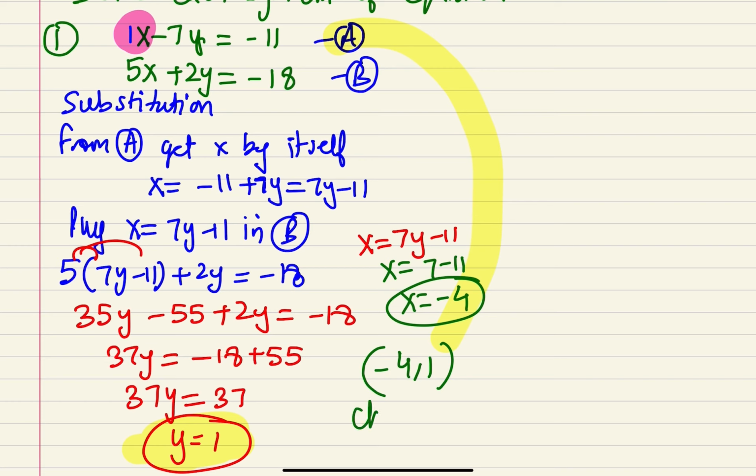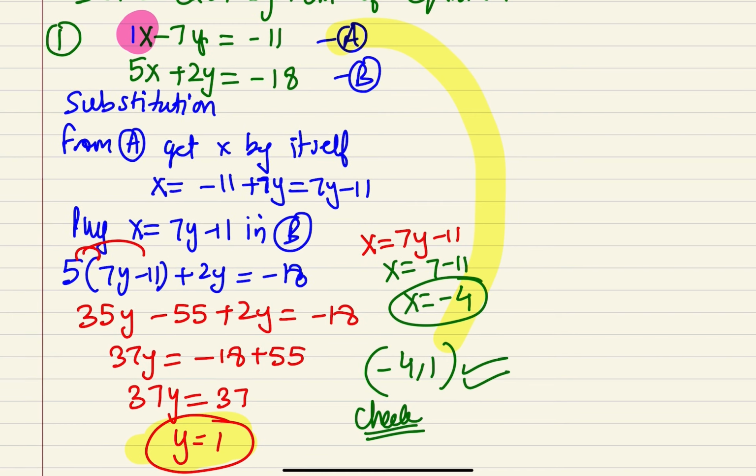And we can check our solution by plugging in. I'm going to do a quick mental check. I'm going to replace x by negative 4 and y by 1 in the first equation. Negative 4 minus 7 is equal to negative 11, so that works out okay. Same thing in the second one. I'm going to replace x by negative 4. That's negative 20 plus 2, which is negative 18. So it works okay. I have checked my answer. I have peace of mind. If you did the math correctly, your answer should always work out.